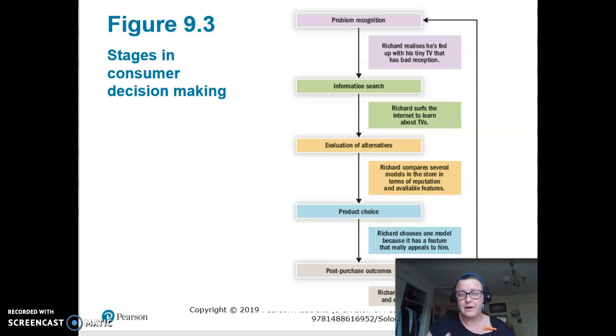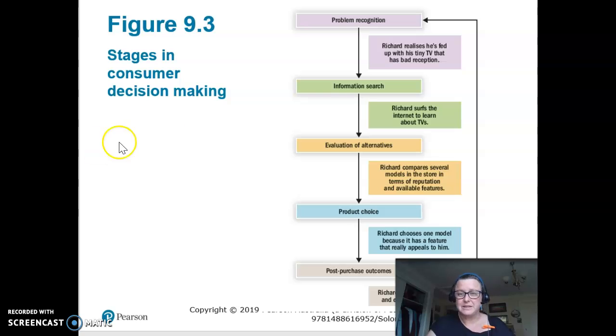But essentially, this is a 5-step decision-making process. People first recognize there's a gap between their ideal state and their actual state that's greater than they'd like it to be, and realize that they have to engage in some sort of process to rectify that situation, and that's the start of the process. So that's where the problem comes in.